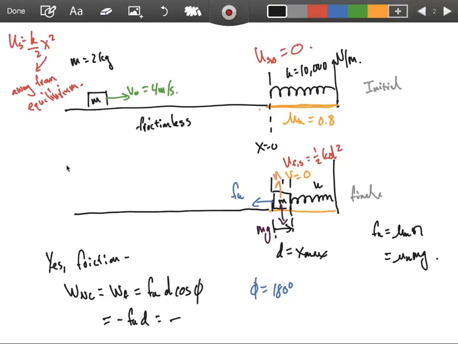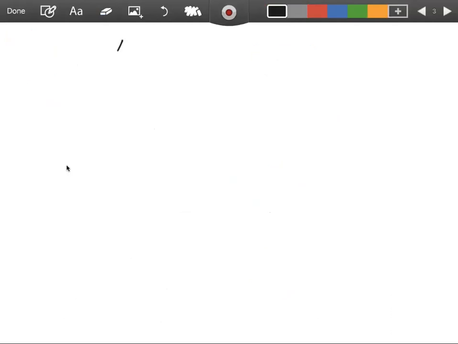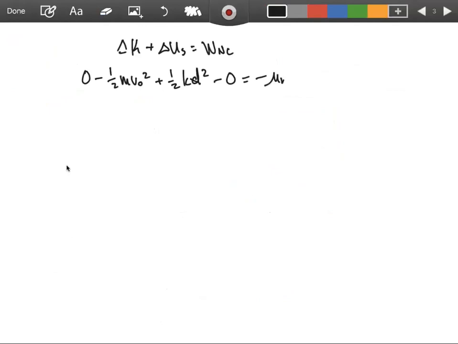So let's plug that in. This becomes minus mu sub k mg times d. Good, so that's step number 4. Finally, step number 5 is apply conservation of energy. So let's do that. My change in kinetic energy plus my change in spring potential energy is equal to the work done by the non-conservative force. So our final kinetic energy is 0 minus the initial, which is 1/2 m v initial squared, plus my final spring potential, which on the other page we already said was 1/2 k d squared, minus my initial, which is 0, is equal to the work done by the friction, which is minus mu sub k m g d.